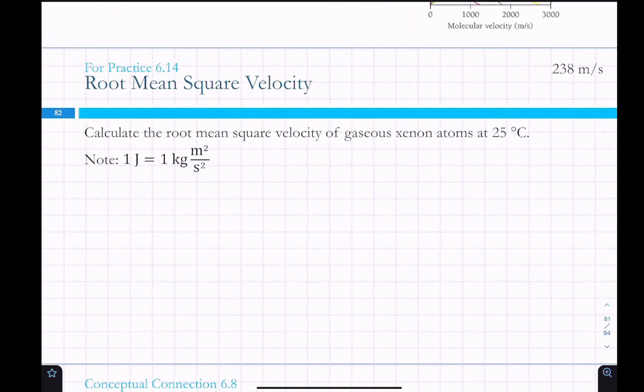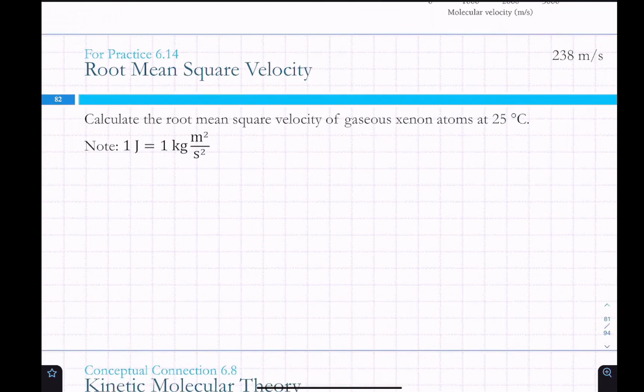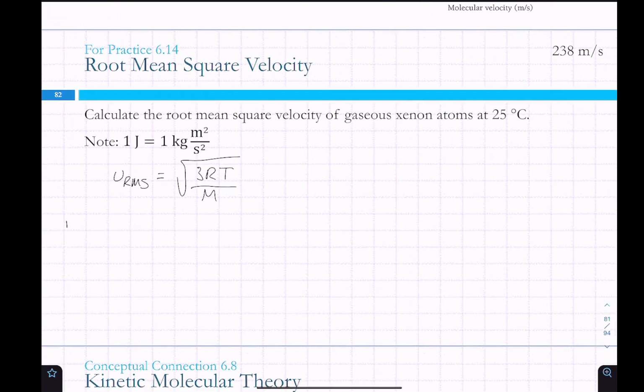All right, so if we want to calculate the root mean squared velocity of gaseous xenon atoms at 25 degrees C, there are a couple of things we have to consider. The RMS velocity is the square root of 3RT over M, and M is in kilograms per mole. R is a constant.